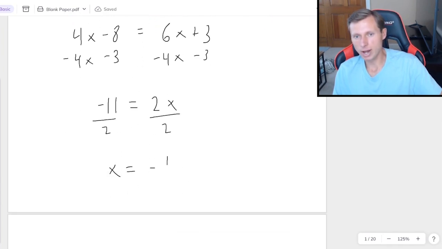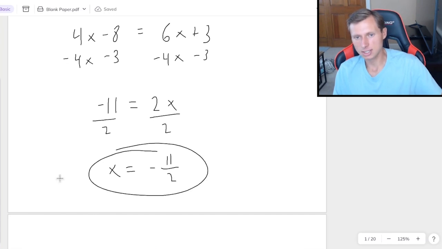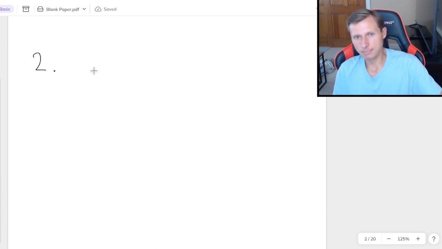And even though a fraction is my final answer, it's not so bad. Negative 11/2 is a perfectly acceptable answer. And that's how we do it. So now let's do another one. For this one I have a minus 3 over 2 is equal to 2 divided by a.